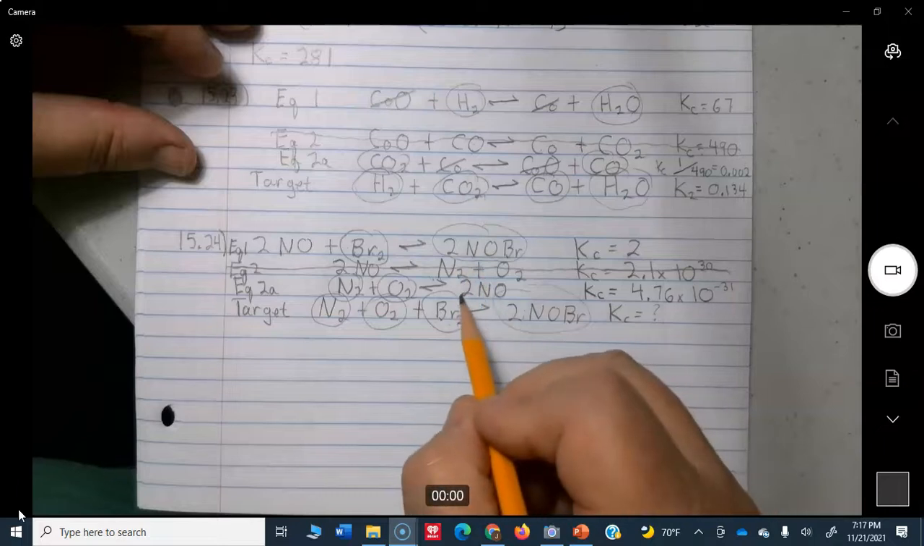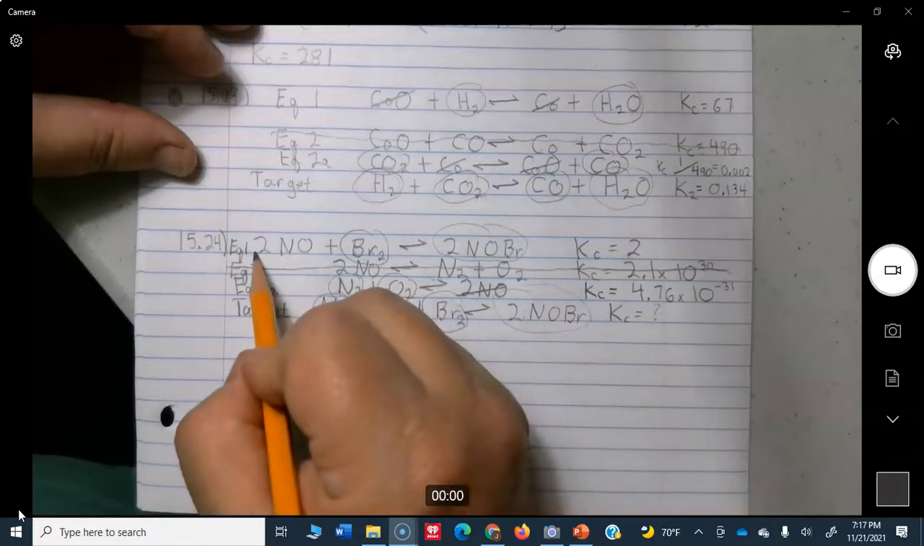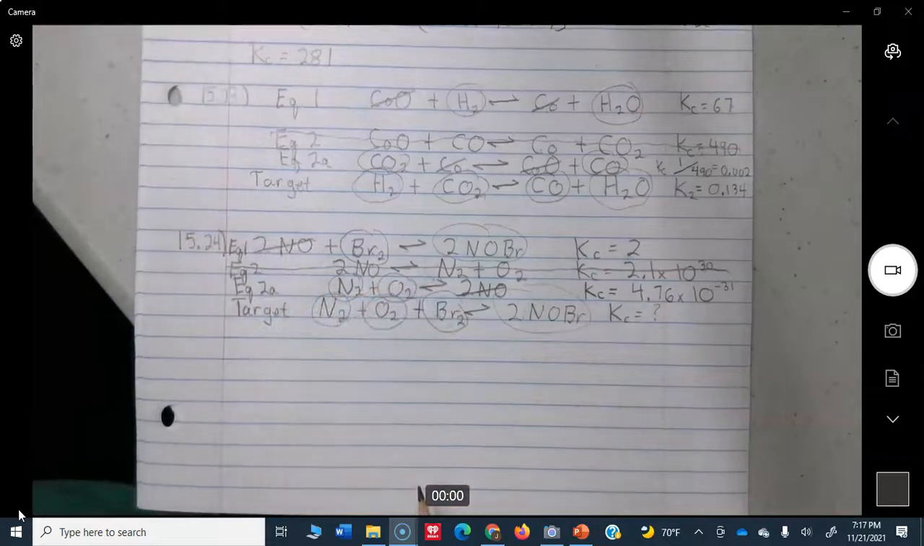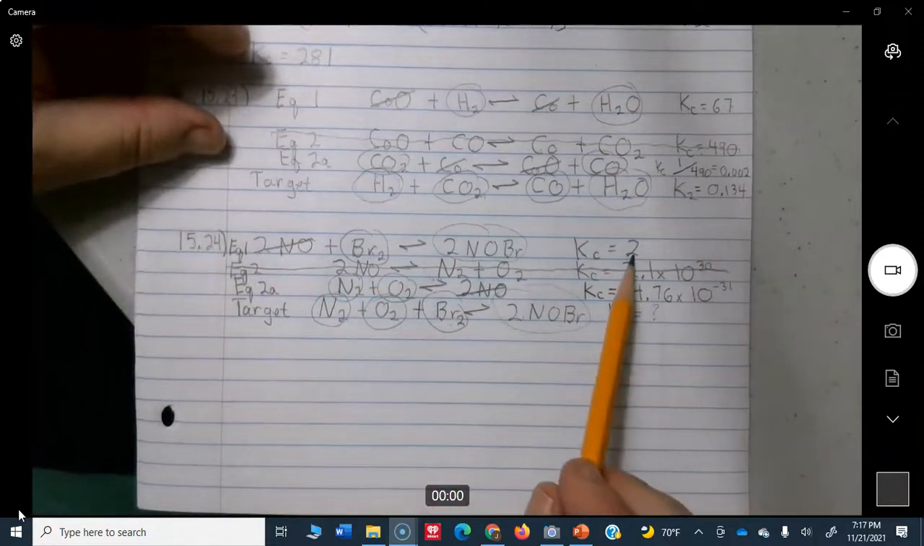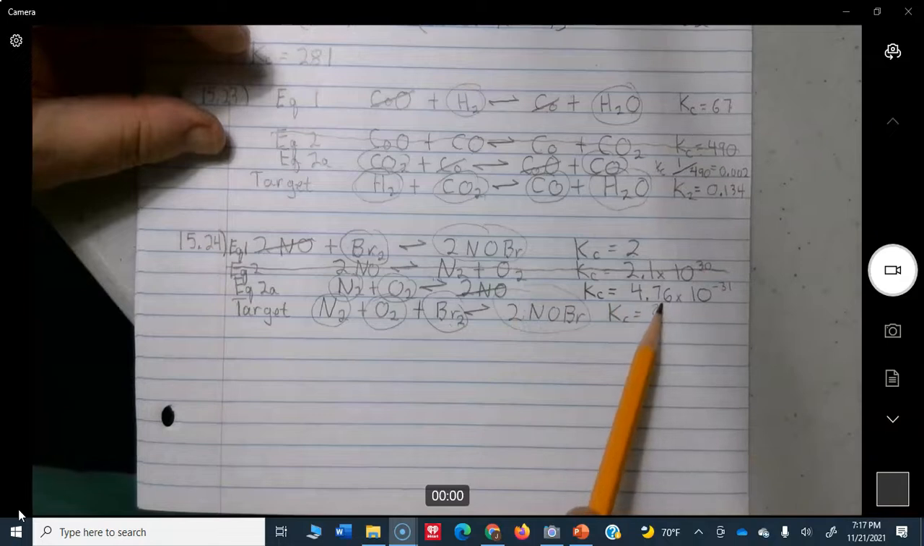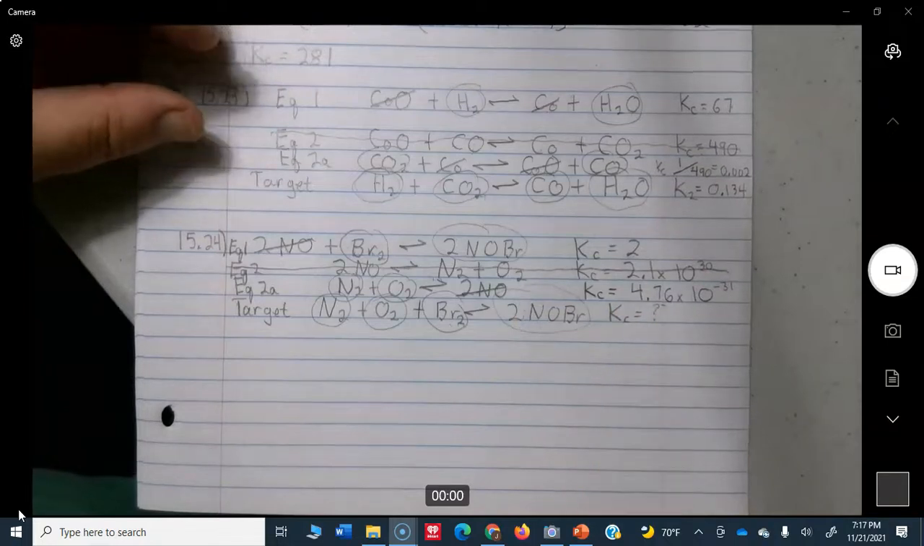The two NOs, I should have canceled those. 2NO on the right side of 2a and on the left side of equation 1. So they cancel. So everything checks out. So now by adding these equations, what we're doing is multiplying 2 times this number right here.